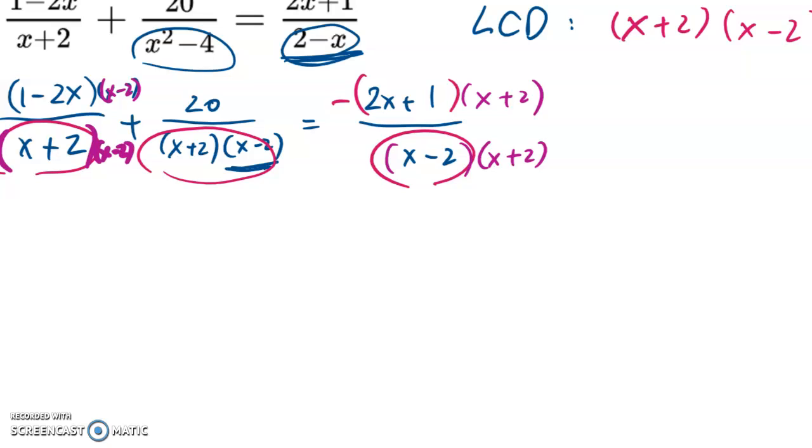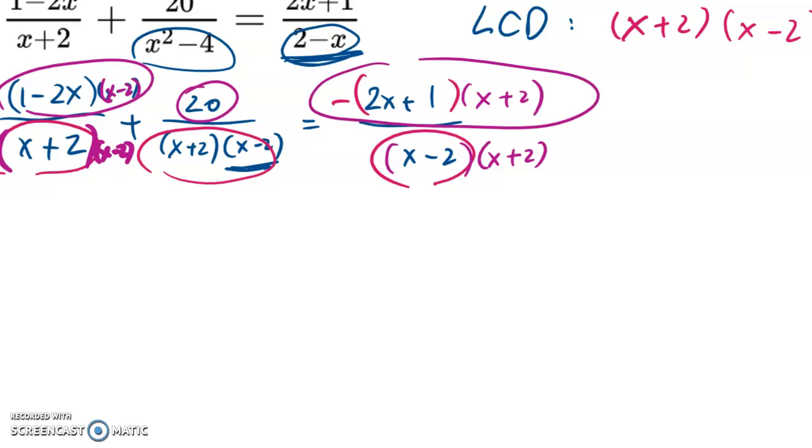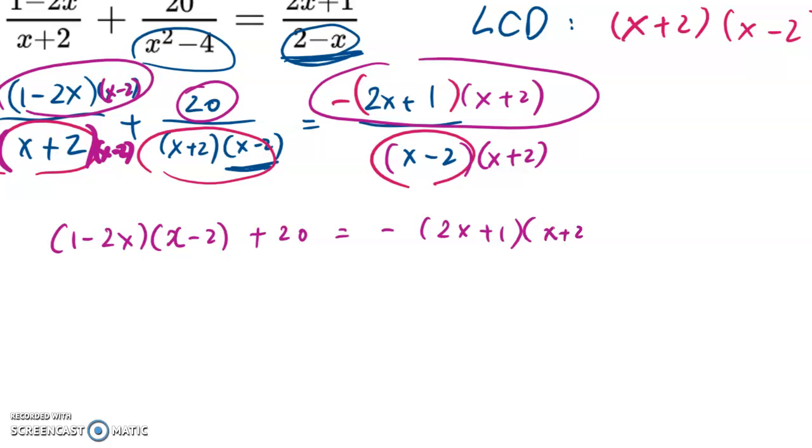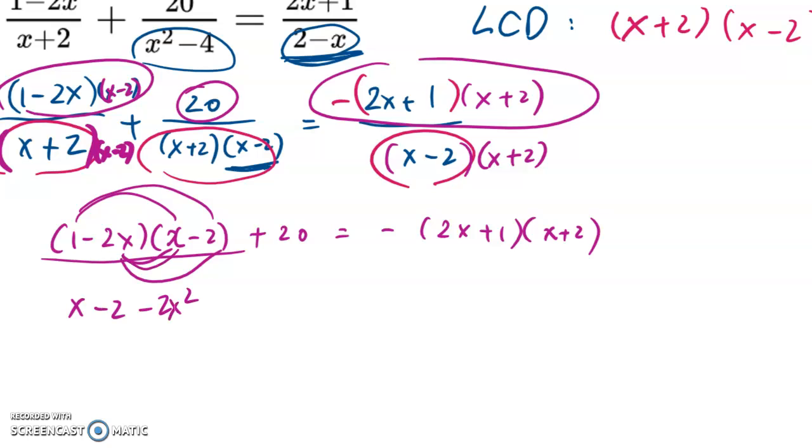Now we have the common denominator. So now all I have to do is make the tops equal. So I have 1 minus 2x times x minus 2 plus 20 equals negative of 2x plus 1 times x plus 2. I'm going to first expand that part by simple multiplication. I have x, and that's minus 2. And over here you have negative 2x squared plus 4x plus 20 on the right side.